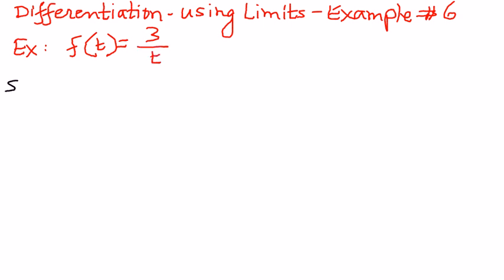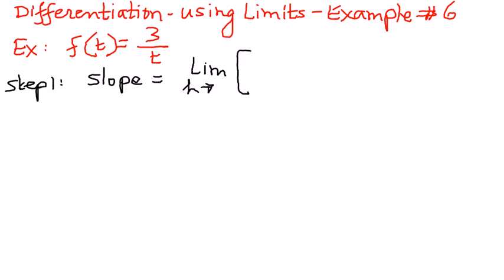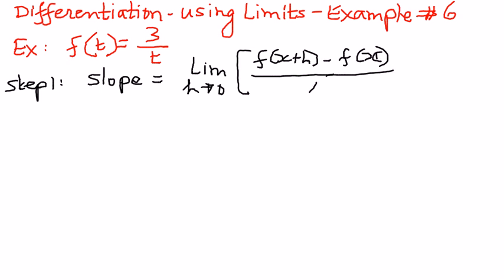As a first step, we're going to write the formula down the way we know it. The formula is the slope or the derivative of a function is equal to the limit as h approaches 0. The numerator part is f of x plus h minus f of x, this whole thing divided by h.